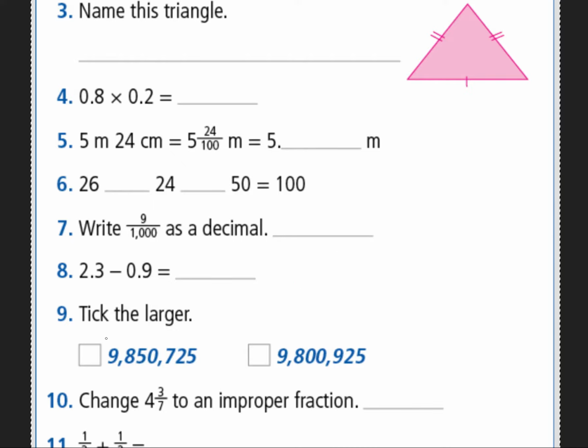Tick the largest number on number 9. So we always start with these ones from the left hand side. We have a 9 here and a 9, so they're both the same. We have an 8 here and we have an 8 here, so they're both the same. The next number, we've got a 5 over here and a 0 over here. And I think that shows you very clearly which number is going to be the biggest.